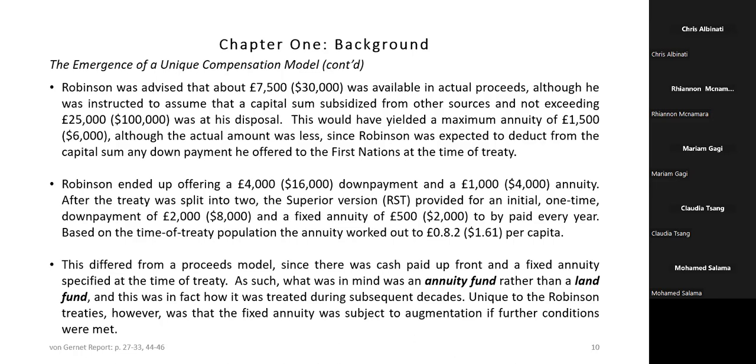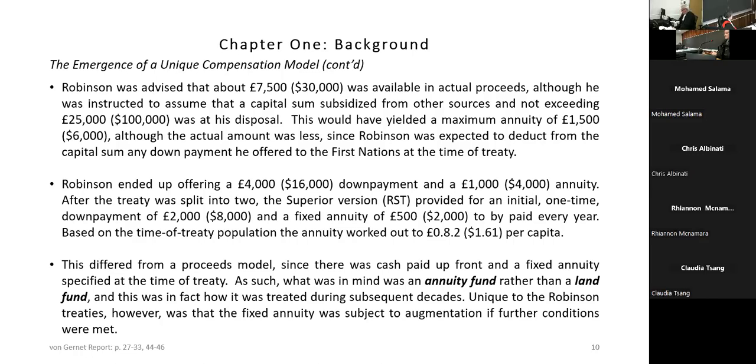What was the upper limit? Well, as I said, the fixed annuity was 500 pounds, right? I'm not talking about the augmentation clause, which of course is another addition to the whole treaty. Talking about the $2,000. Yeah, so the down payment of 2,000 pounds, the fixed annuity of 500 pounds or $2,000.